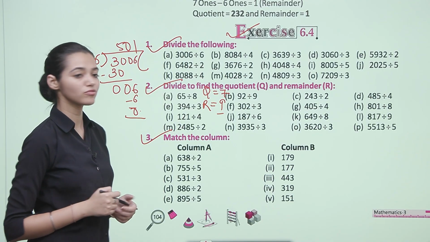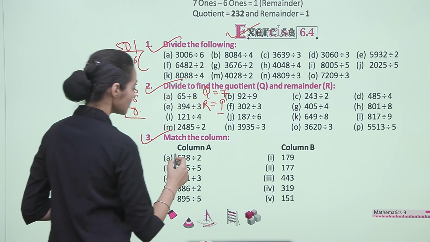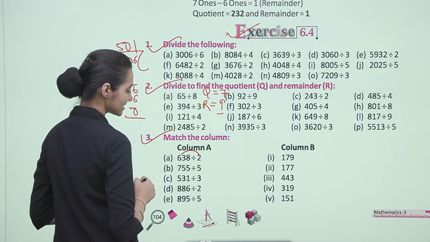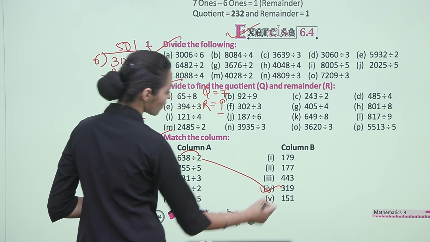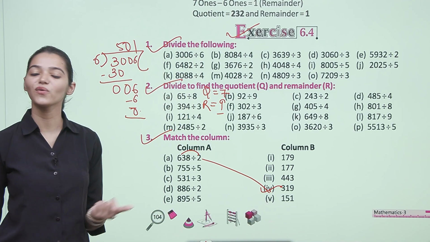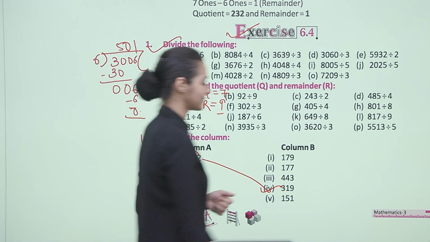Now in the next one we have to match the columns. So here 2 3s are 6, 2 1s are 2 and 2 9s are 18. So the fourth one is our correct answer. That's how you can solve the remaining parts.